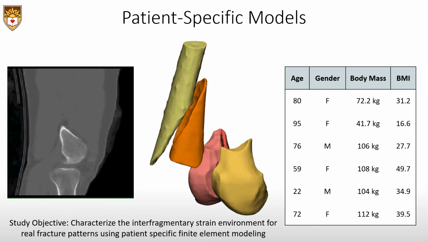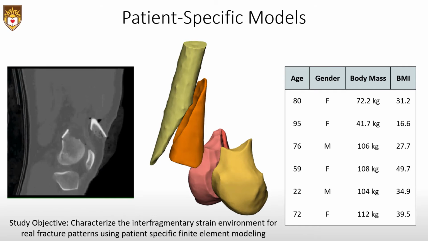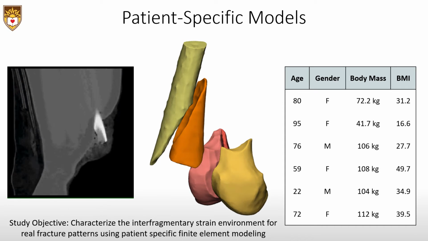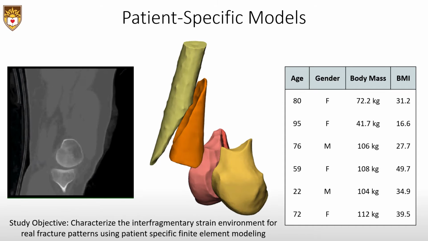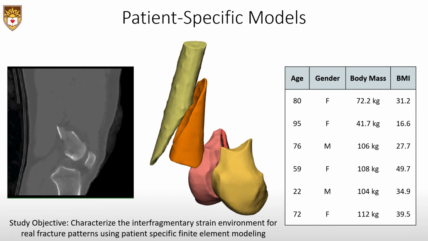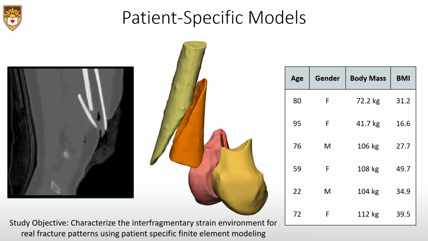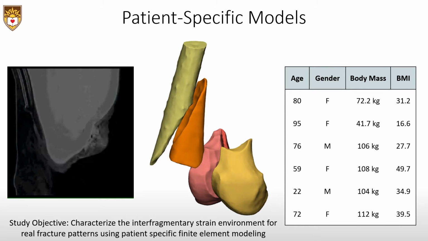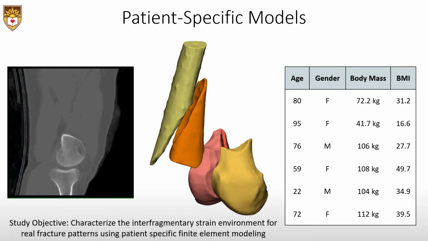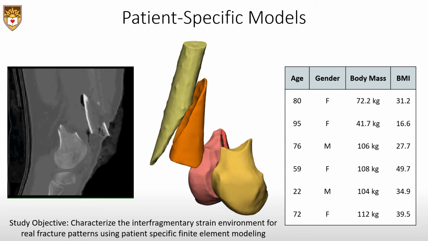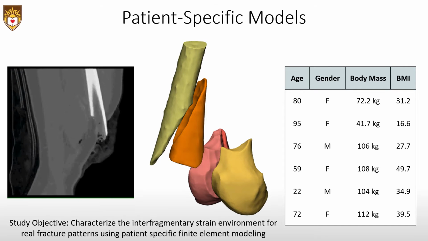Here you can see a CT scan of a patient with a distal femur fracture. Clearly, this is much more complex than the osteotomy case. The objective of this study was to characterize the interfragmentary strain environment for real fracture patterns using patient-specific finite element modeling. The patients in this cohort had a wide range of ages, BMIs, and fracture patterns. As you will see in the coming slides, treating these types of fractures can be extremely challenging.